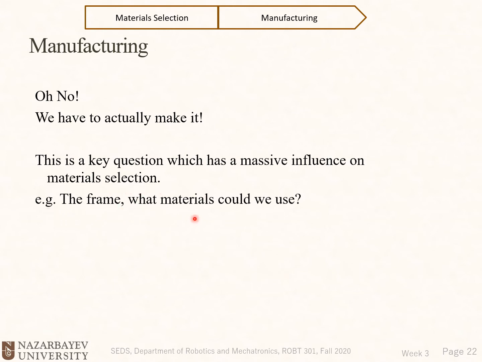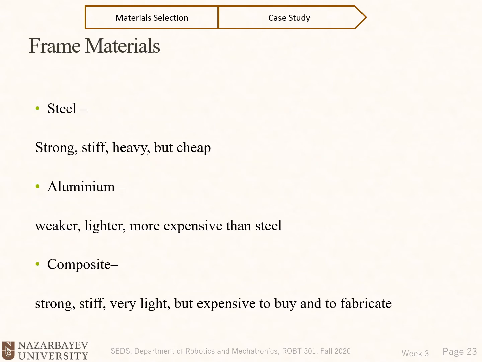For example, the frame, what materials could we use? Yes. So some materials are not proper because we need, for example, to do welding, and welding cannot be done on some materials, or they don't have proper strength, and so on and so forth. Okay, so for example, for the frame materials, we could think of steel, which is strong, stiff, heavy, but cheap. Aluminium is weaker, lighter, but more expensive than steel. Or we could think of composite: strong, stiff, very light, but expensive to buy and to fabricate.